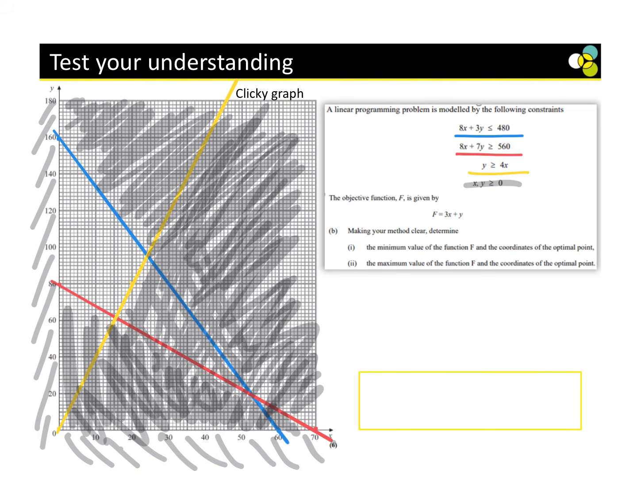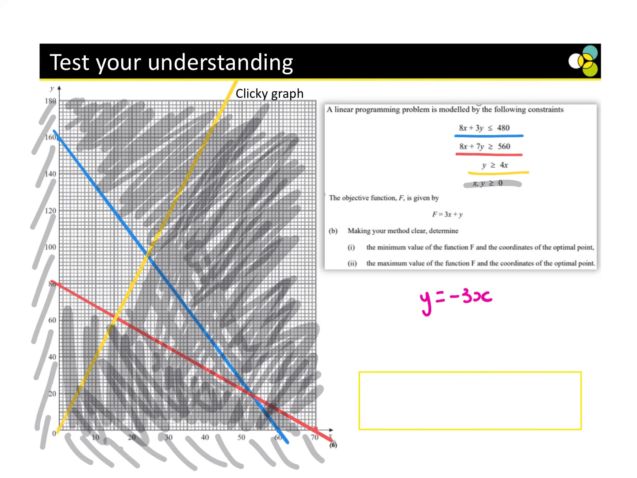Okay, now it says the objective function. So now it says the objective function f equals 3x plus y. Making your method clear, determine the minimum value of the function and the coordinates of the optimal point, the maximum value of the function and the coordinates of the optimal point. Now we can see in this question it's saying making your method clear. At the minute we've just used the ruler method, haven't we? Okay, there is another method. So for this one we're just going to use the ruler method, and we know that we could take y equals minus 3x. Yeah?